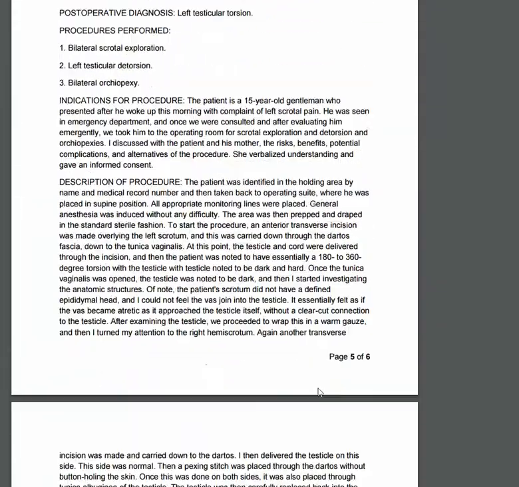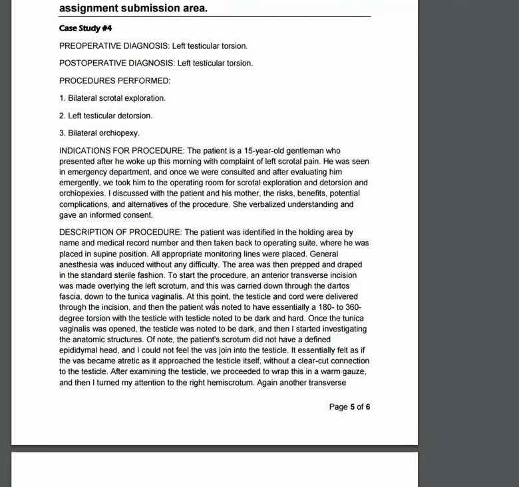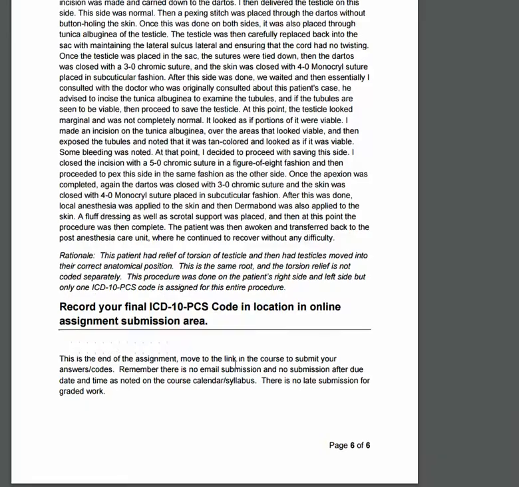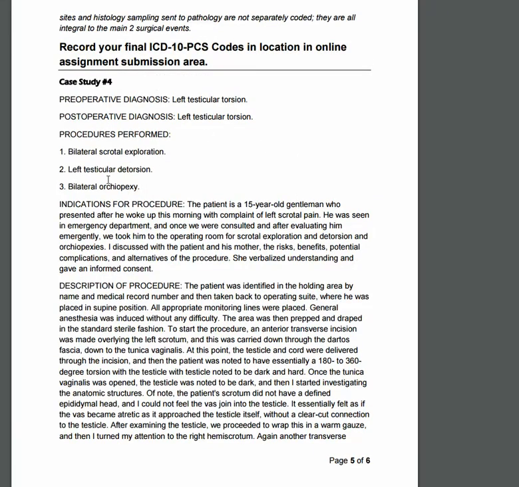And then your last one is a patient who has a testicular torsion. You have an example of something similar. It may not be exactly the same, because don't assume that every procedure is going to be coded exactly the same. This patient has a testicular torsion. He's having a detorsion and then a bilateral orchipexy.